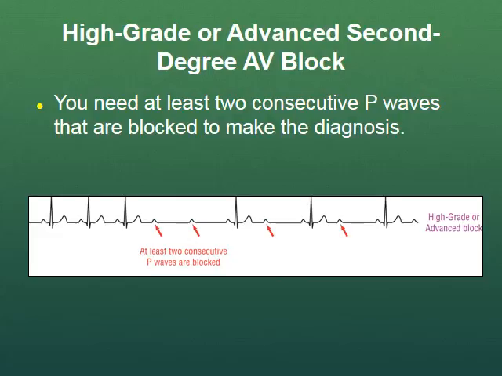All right. High grade or advanced second degree heart block. If you have at least 2 consecutively blocked P waves, you can make this diagnosis. This is a very sinister finding. These patients are on their way to developing a complete heart block as well.